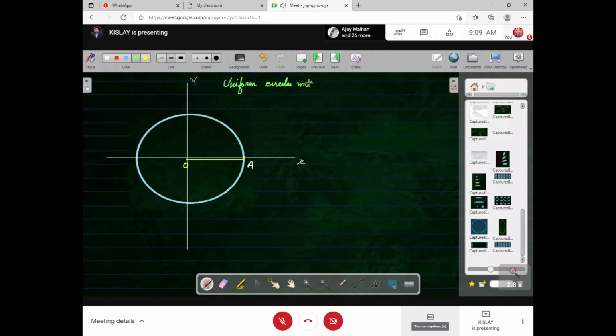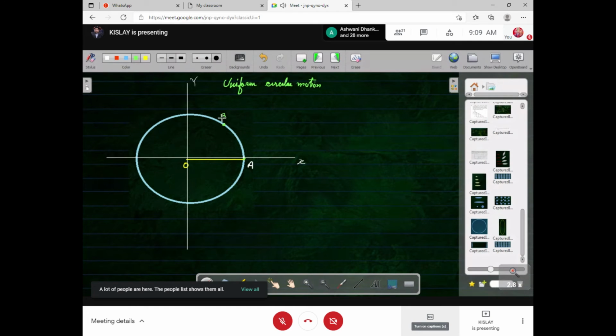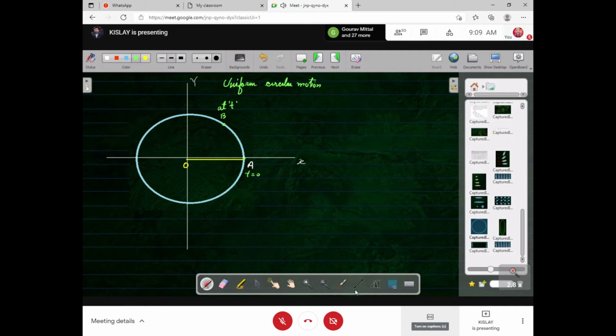I'm not talking about the change in the magnitude of speed. I'm always taking the magnitude of the speed constant. Let's say it starts from point A and comes to point B in time t. At t equal to 0, it is at A. Now let's draw the position vector for B.